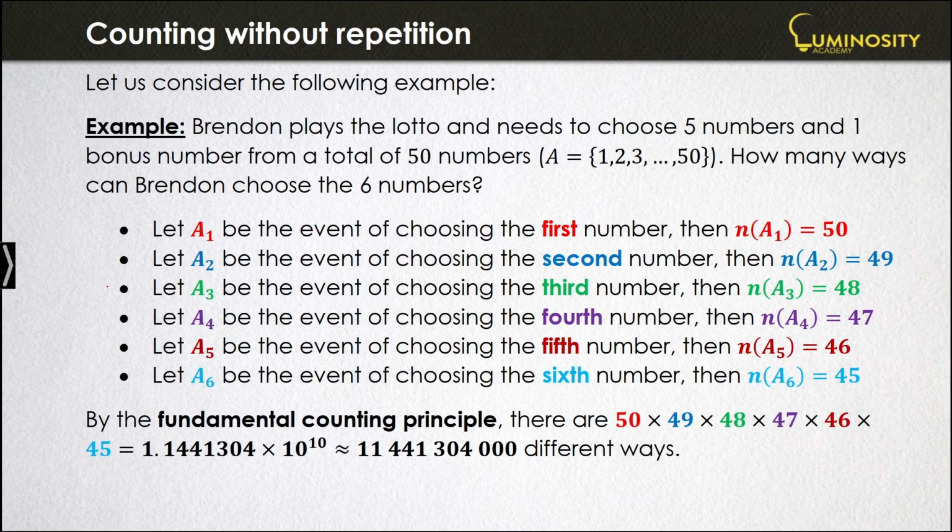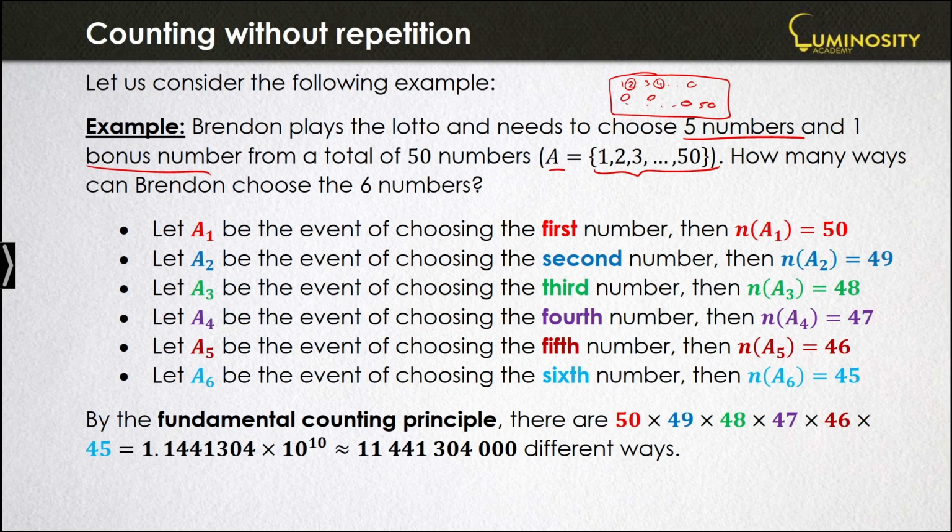Brendan plays the lotto and needs to choose from 5 numbers and 1 bonus number. So in total he's picking 6 numbers, and the 6 numbers that he is choosing from is from the set A from 1 to 50. So you can imagine a typical lotto card that would have the numbers 1, 2, 3, 4, all the way up to 50. So Brendan needs to choose 5 numbers and a bonus number somewhere here. So 6 numbers in total.